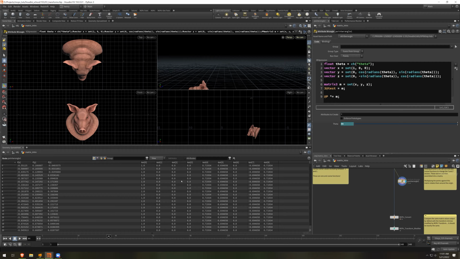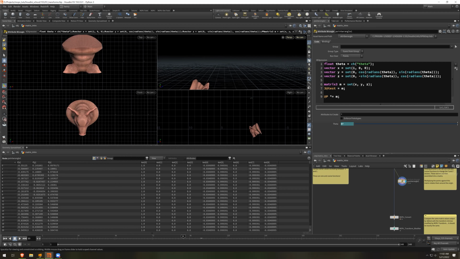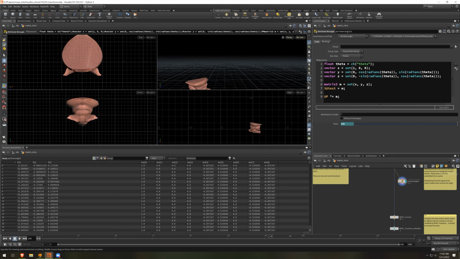So again, X doesn't change because that's my axis of rotation. So that's 1, 0, 0. And then as I slide, you can see these values, again, oscillating between -1 and 1 as they go through this rotation process.